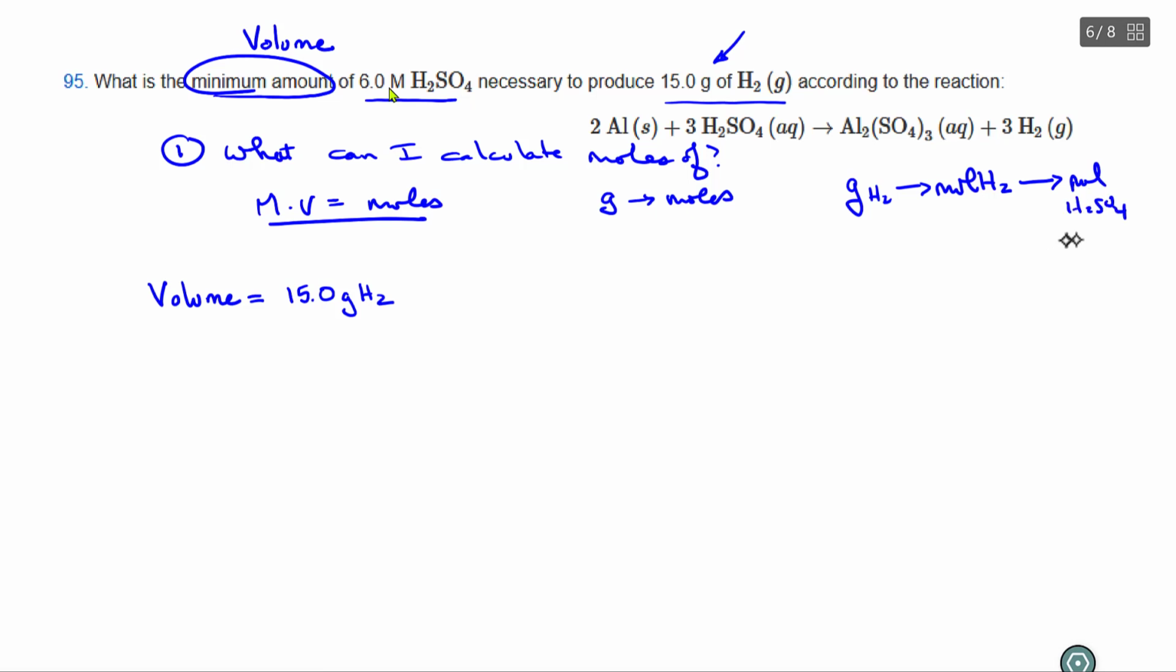And then we need to get to the volume, right? Because we're looking for, again, volume. So now we're going to need to go to liters of H2SO4. And the conversion between moles and liters is just like we looked at before, using the molarity.